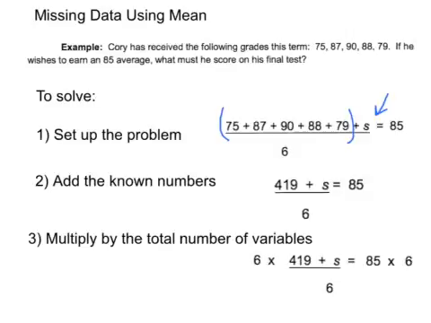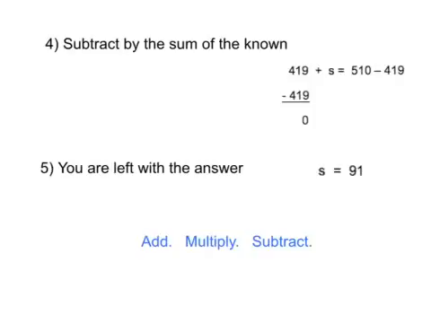Well, the opposite of dividing by 6 is multiplying by 6, which is step 3. Multiply by the total number of variables. So you can see here, we're multiplying 6 times 6 on both sides. Well, that means those 6's cancel out. So step 4 is now to subtract the sum. Now we subtract that 419 from both sides, and then step 5, you're left with your answer.